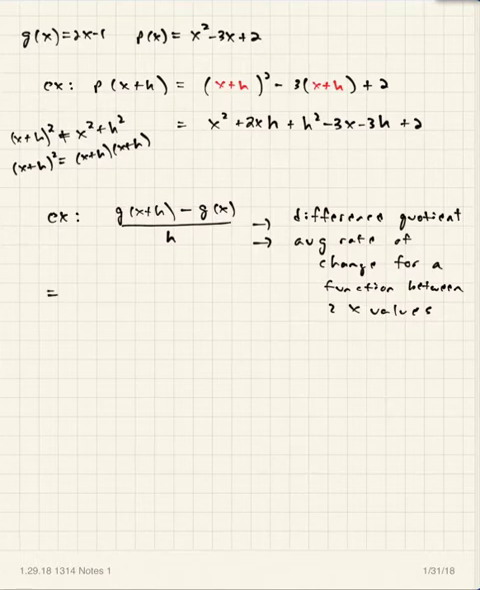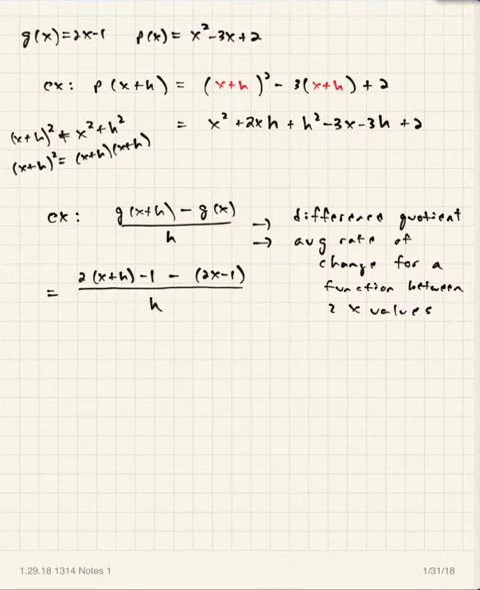So you've got little pieces to this fraction right here. g of x plus h, when you evaluate that, that's 2 times x plus h minus 1. And then that's minus g of x, which is 2x minus 1, like that. And then that's all divided by h.